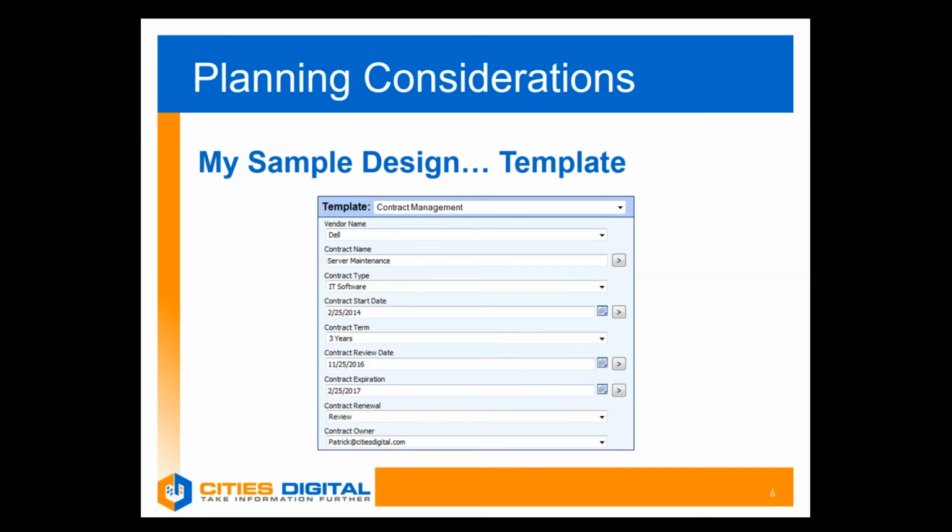And I keep mentioning template because templates are the collection of that data that enables that automation. How did Laserfiche know how to create the Dell folder? Because Dell was in the vendor name on the template. How did they know what folder to put that file in? Because that was designated as the contract name and contract type.